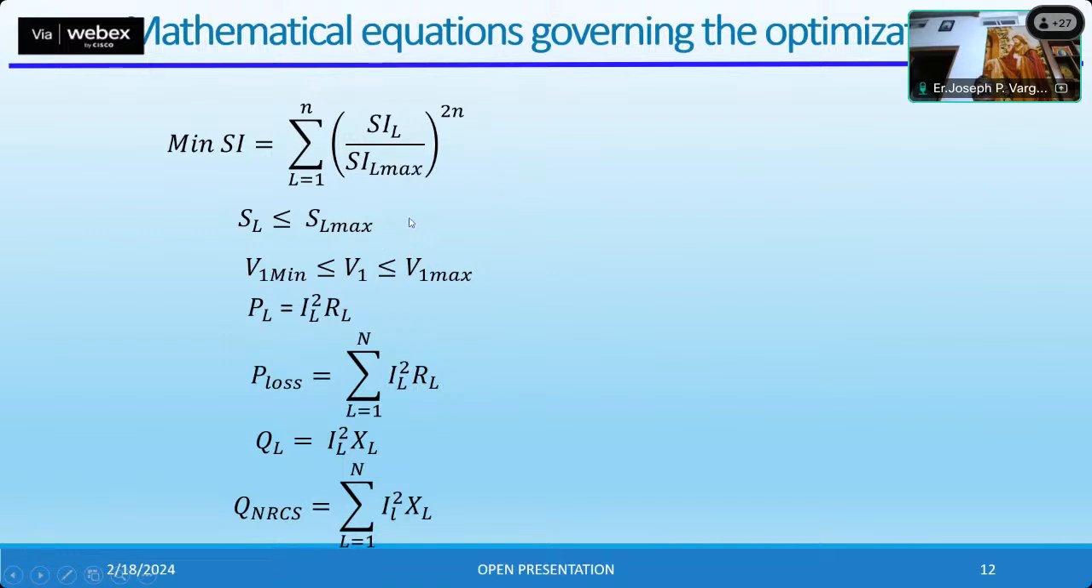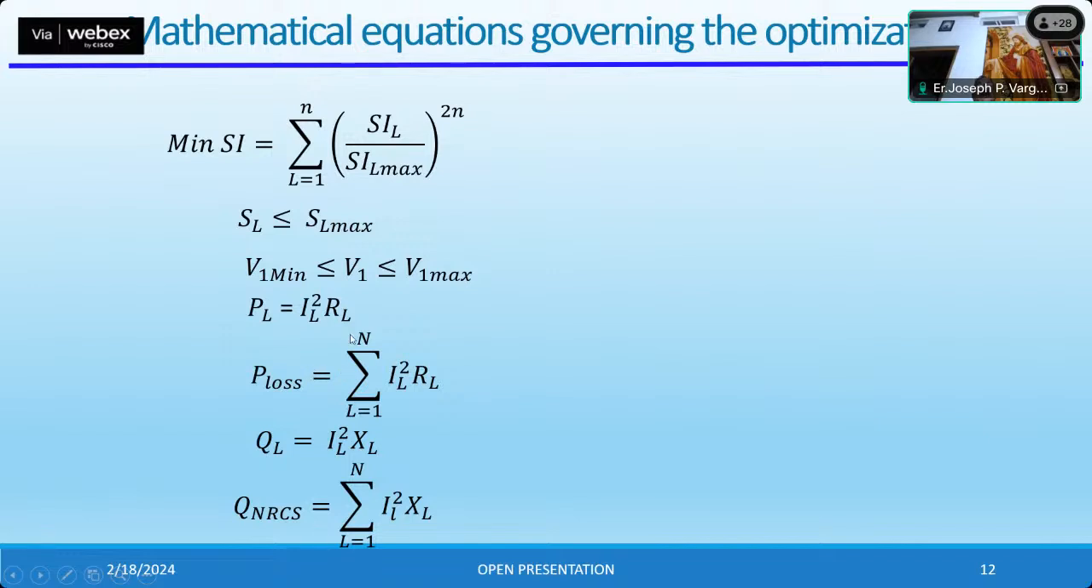We know that the flow of the transmission line shall be less than the thermal capacity. That means SL shall be less than or equal to SL max. These are the constraints, and the voltage should be within the constraints. As per the operating code of the Indian Electricity Grid Code, we have certain tolerances, and the values should be within this tolerance.